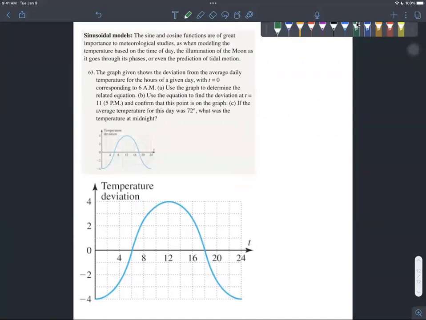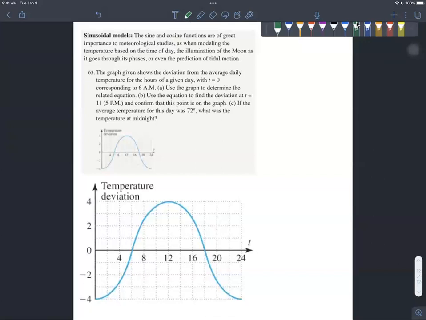And these are things that naturally occur. So it's pretty nice. In this case, let's go ahead and read. It says sinusoidal models. The sine and cosine functions are of great importance to meteorological studies, as when modeling the temperature based on the time of day, the illumination of the moon as it goes through its phases, or even the prediction of tidal motion. All right, well, that's pretty cool.